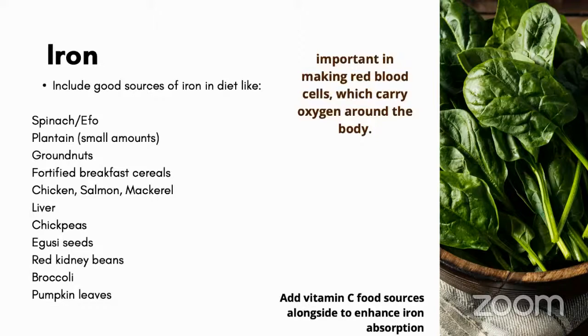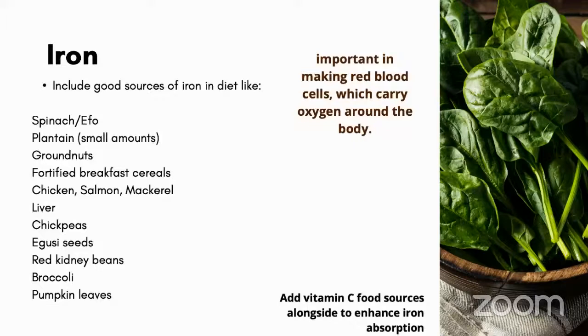However, if you are pregnant, then you should avoid eating liver because it also has a very high amount of vitamin A. And what we do know with vitamin A is that when it's consumed in excess, it can be quite damaging to baby. So where possible, try to avoid eating liver or liver-related products. Chickpeas, egusi seeds, red kidney beans, broccoli, and pumpkin leaves are really good sources of iron.